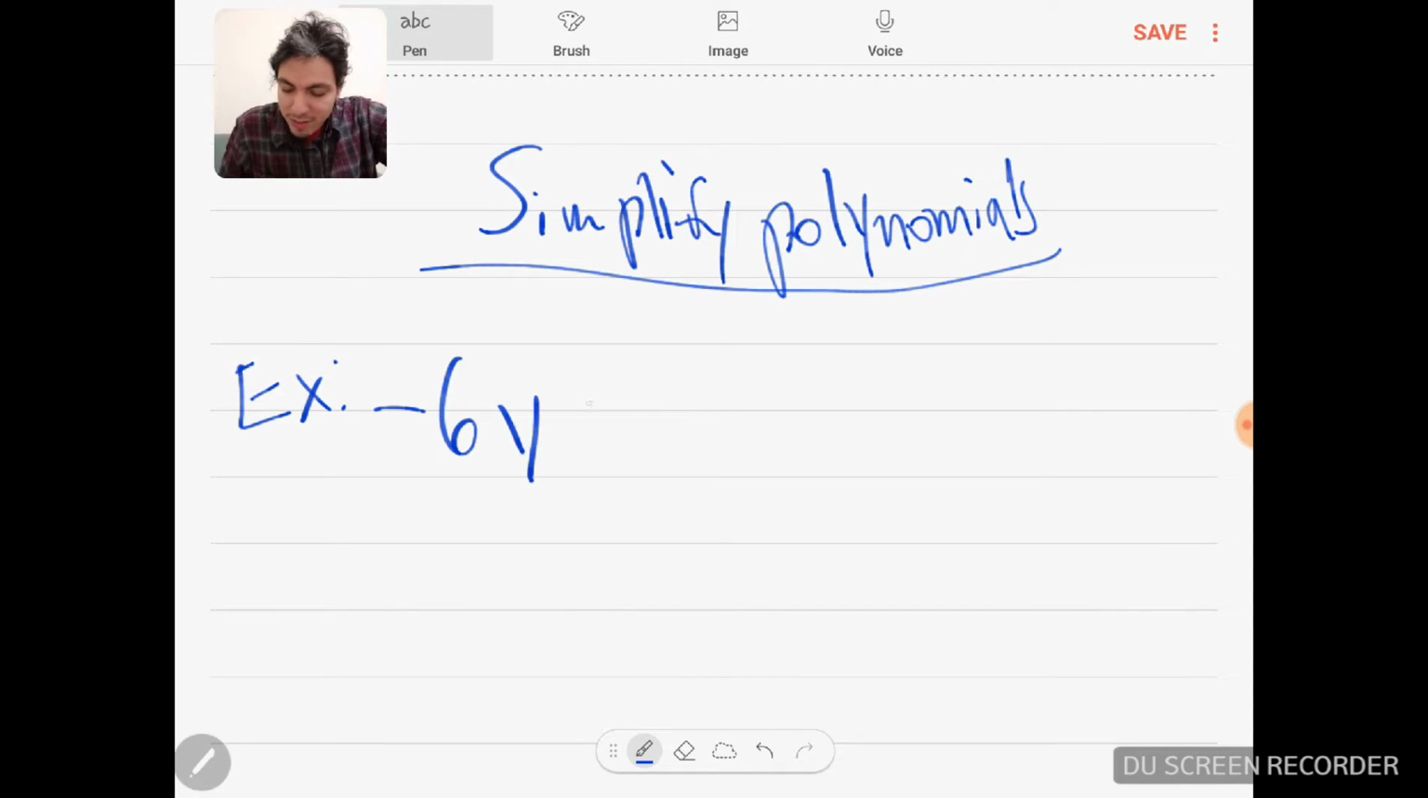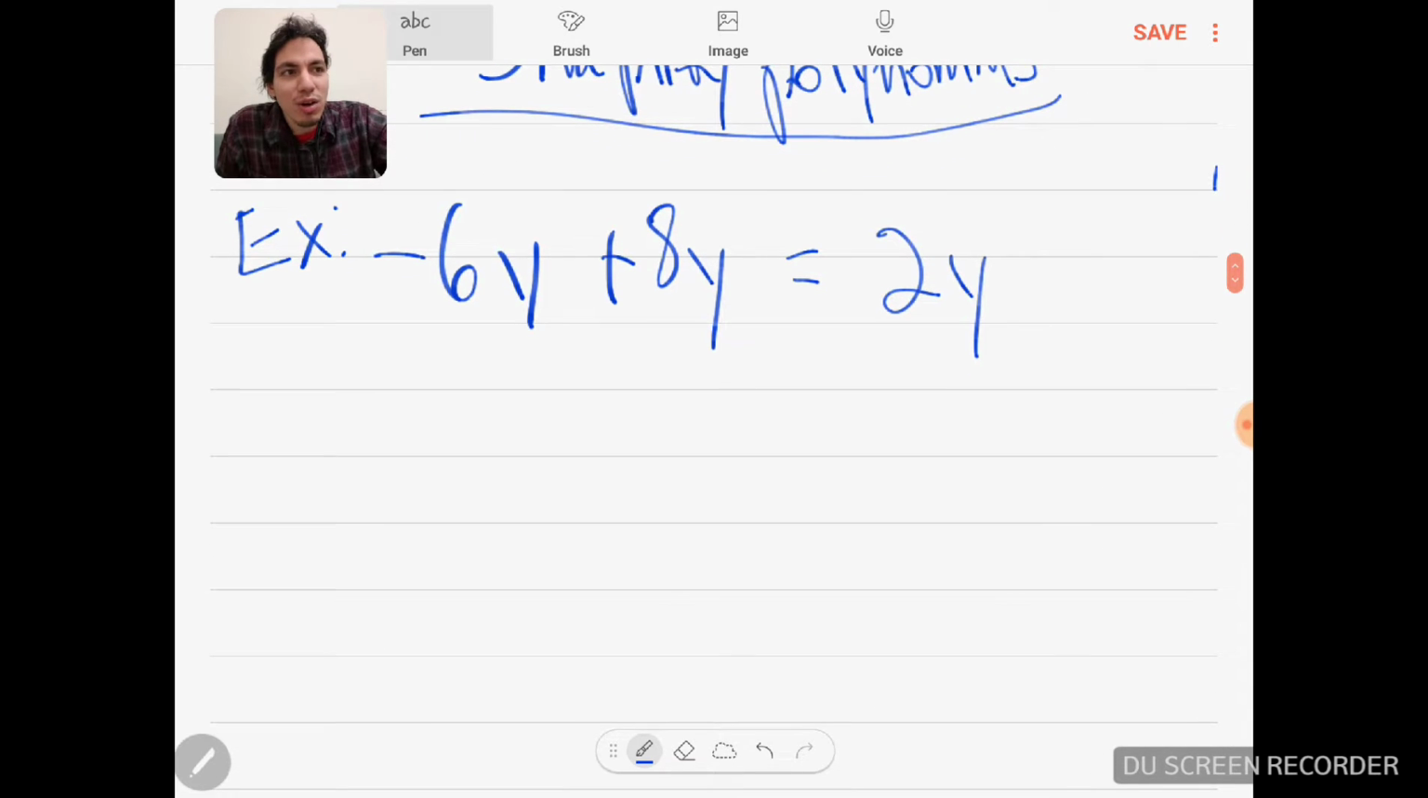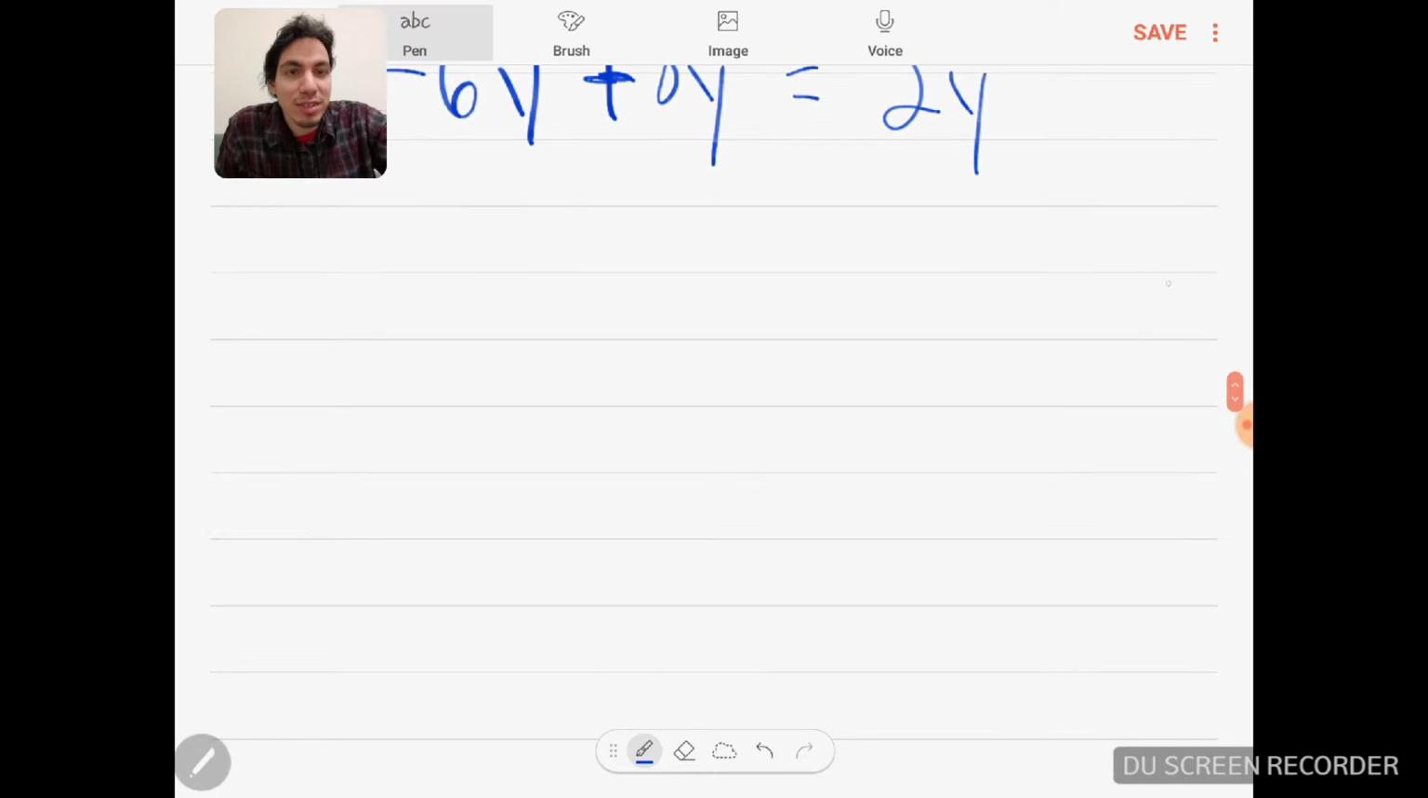Let's say we have negative 6y plus 8y. Well, it's basically adding numbers, practically, if you look at it. So negative 6y plus 8y is going to be 2y. You're not multiplying the exponents. I know some people might have a tendency to just always multiply the exponents, but you're not doing that. Pay attention to the operation. The operation here is addition. All right, so another example.